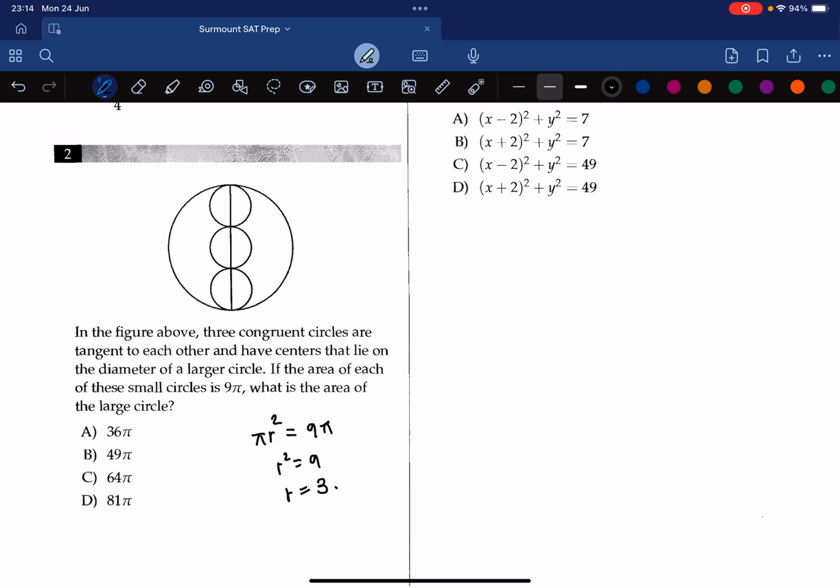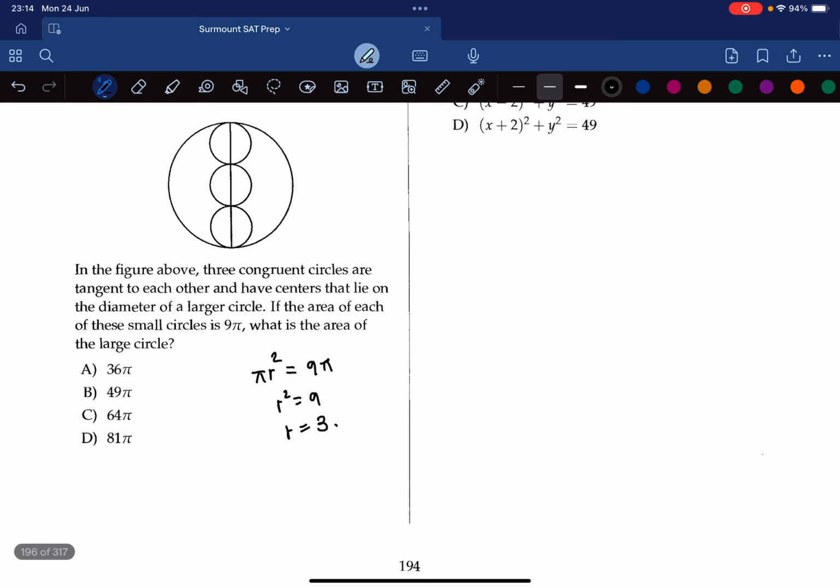If you solve for r, we'll get r is equal to 3. We know that the radius of the larger circle is equivalent to 3 radii of the smaller circle, so we just multiply the radius of the small circle by 3, and we get a radius of 9. The area of the larger circle will be pi r squared, where r is equal to 9. So the answer would be 81 pi, and the correct answer is D.